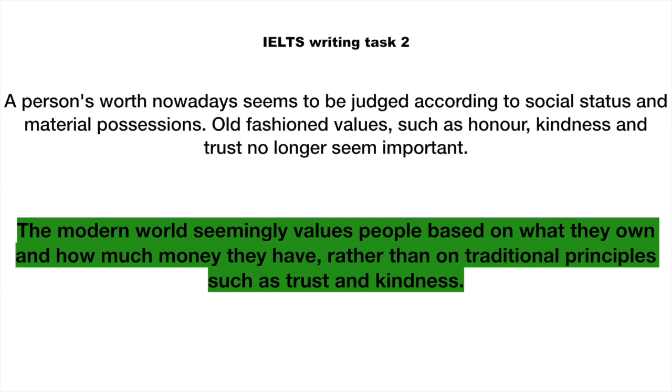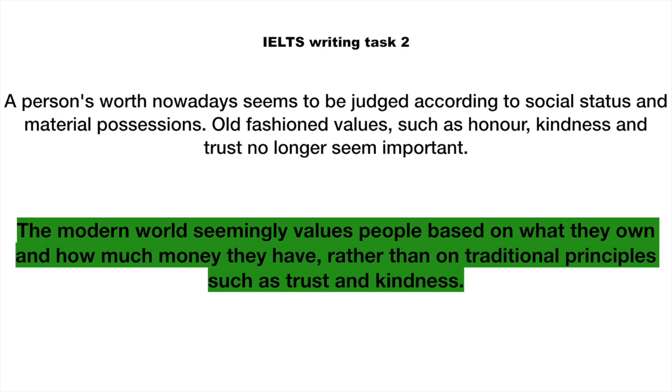So you can see the difference here. My version is this: the modern world seemingly values people based on what they own and how much money they have, rather than on traditional principles such as trust and kindness. So you'll see it's essentially stating exactly the same thing, but I've done it in a different way by using synonyms.